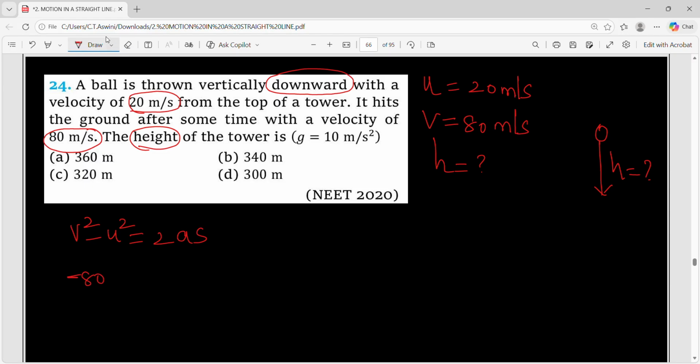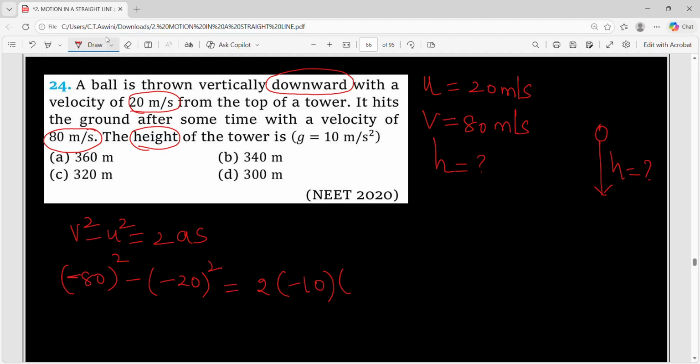So minus v is 80. Minus 80 square. Initial velocity minus 20 square because the body is moving down. Now 2 into, there is no acceleration of the body, it is falling due to Earth's gravity. So we can say it is minus g, that means minus 10. And s is nothing but height.